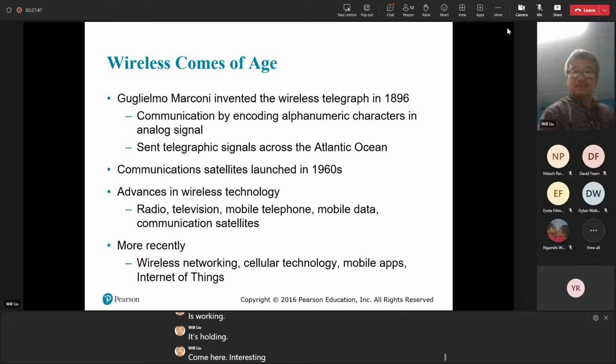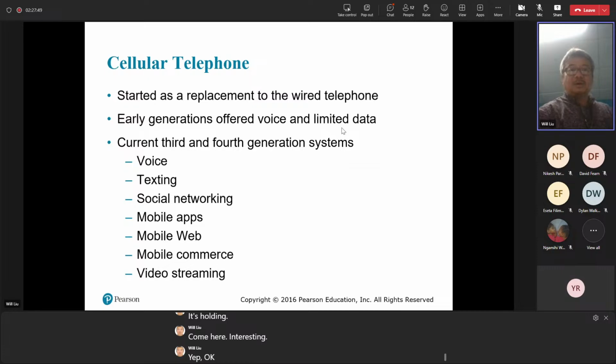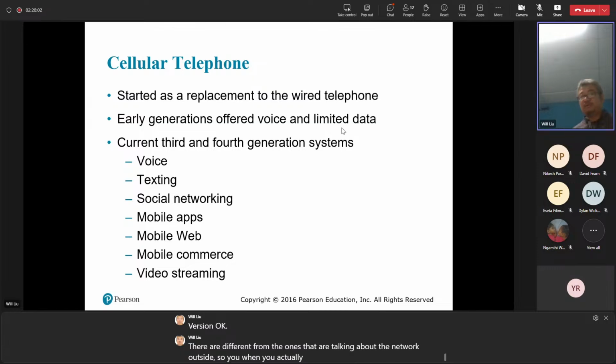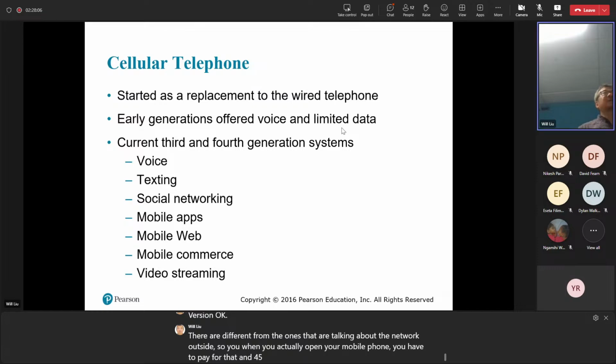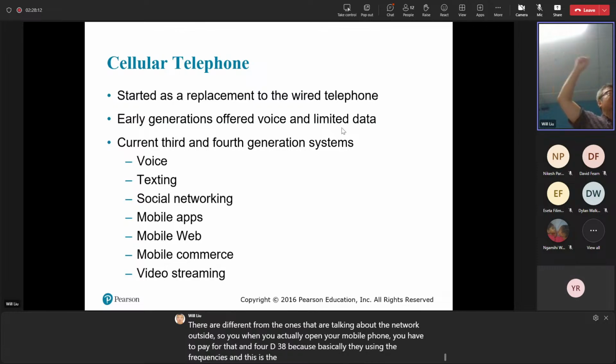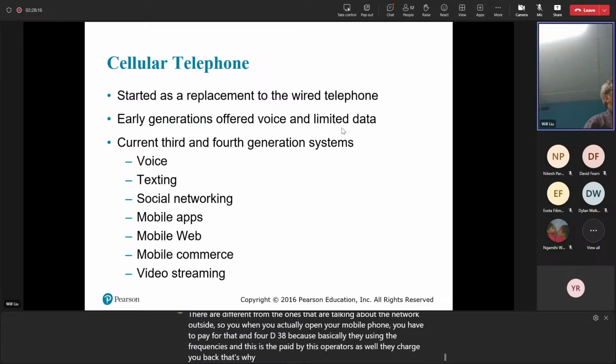Interesting. Okay, so with this technology, cellular, I think I mentioned, is different from Wi-Fi. The cellular, I'm talking about the network outside. When you open your mobile phone, you have to pay for that, like 4G, 5G, because they're using the frequencies, and these are paid for by the operators. That's why they charge you back. That's why Wi-Fi now charges you.